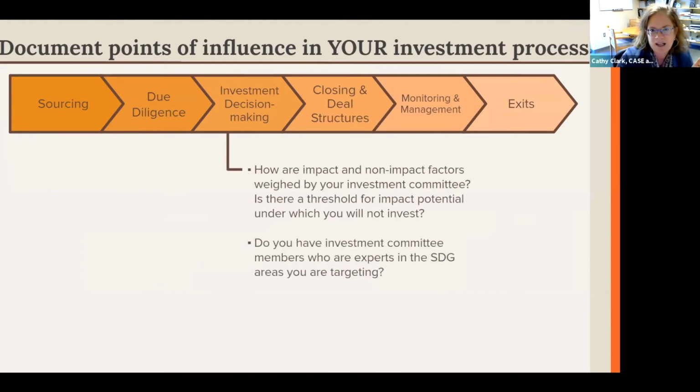Under investment decision-making, how are you weighting the impact factors alongside the financial factors? Is there a threshold? If something doesn't have any impact or might have a harmful impact, are you still going to invest in it? Do you have the right composition of people making that decision? This has come up a lot in gender lens investing. Do you have the diversity of experience and background that you want to represent in making decisions about a certain area? Or do you have climate experts, for example, on your board if you're investing for climate?